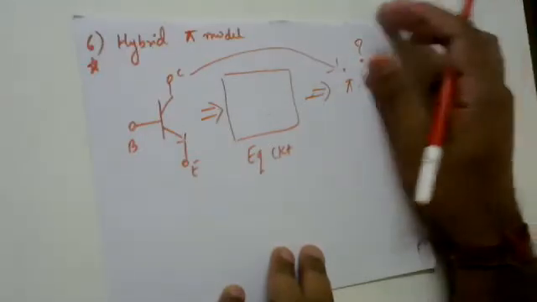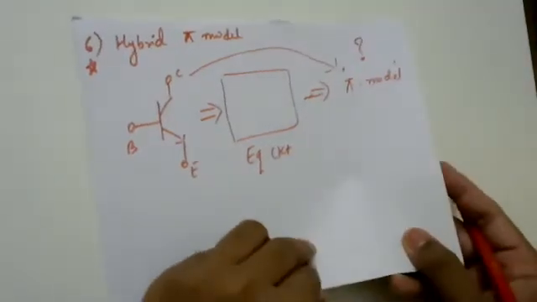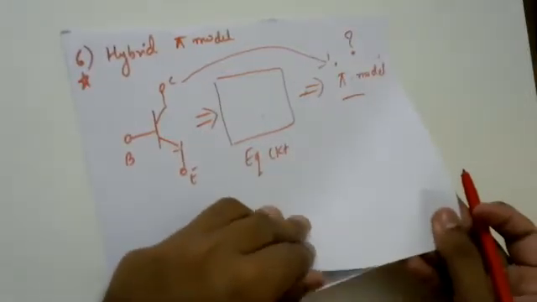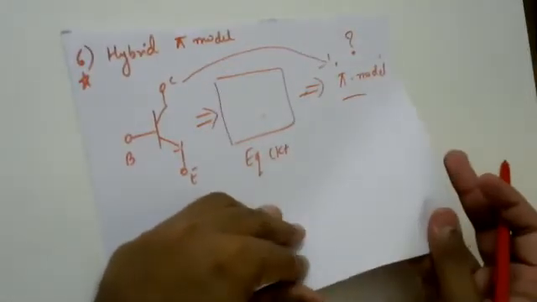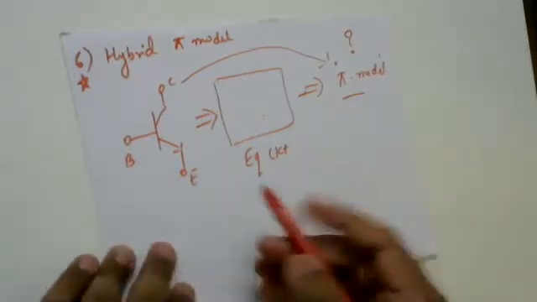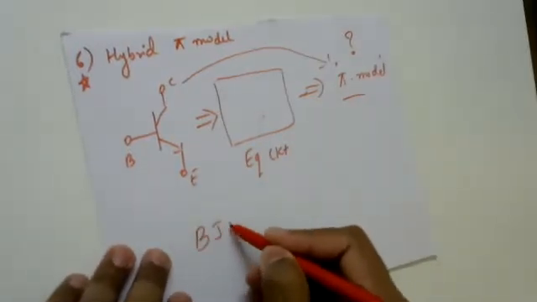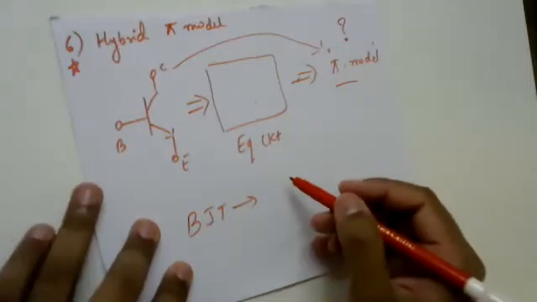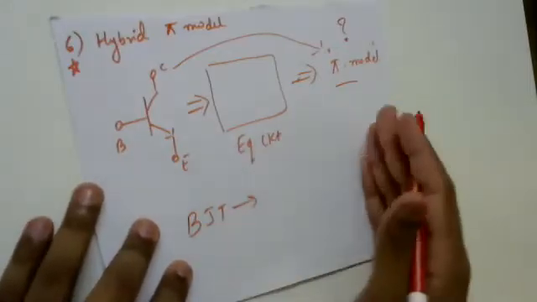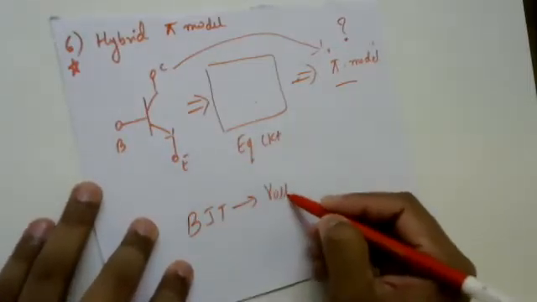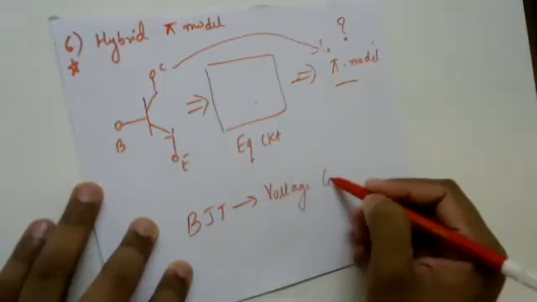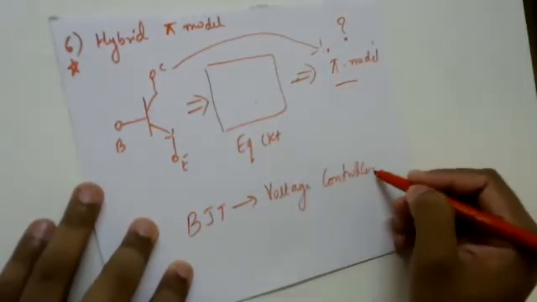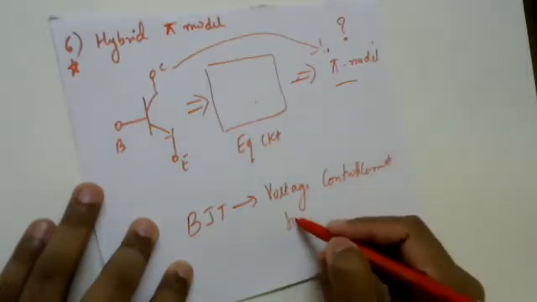Now we'll build the pi model of our transistor. As yesterday we were able to say, our BJT, as we have seen in various expressions, can be realized as a voltage controlled current source.